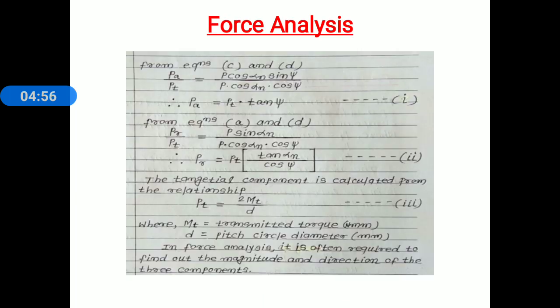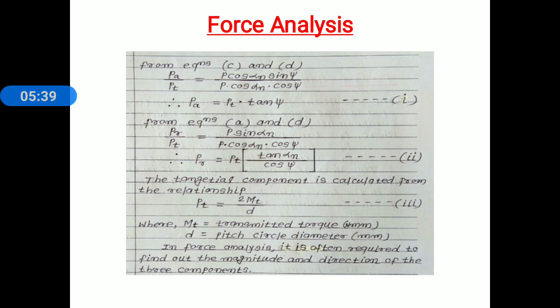Dividing equation C and D, on the left hand side, axial force divided by tangential force is equal to, on the right hand side, P cos alpha suffix n into sin psi divided by P cos alpha suffix n into cos psi. P cos alpha suffix n and P cos alpha suffix n get cancelled, and therefore the axial component is equal to the tangential force PT into tan psi. That sin psi divided by cos psi is tan psi. Consider equation 1.